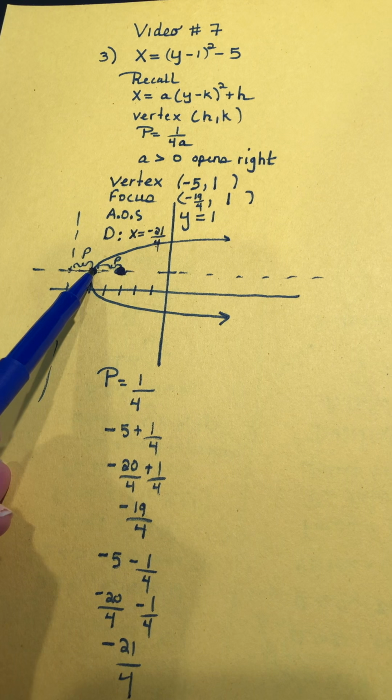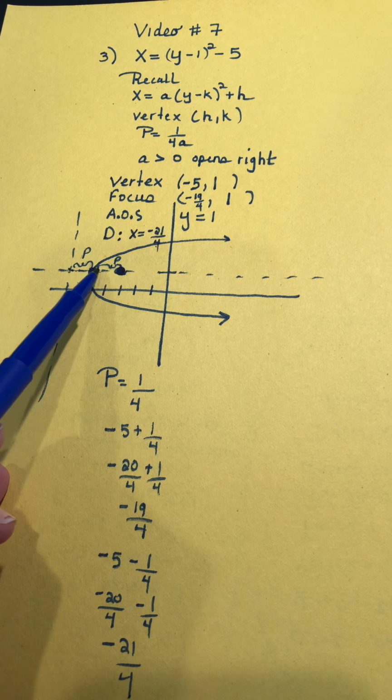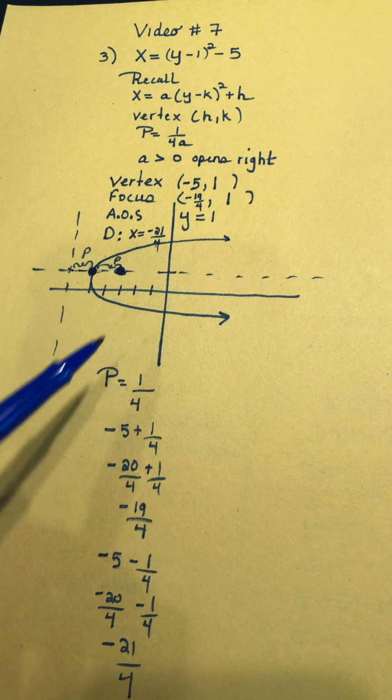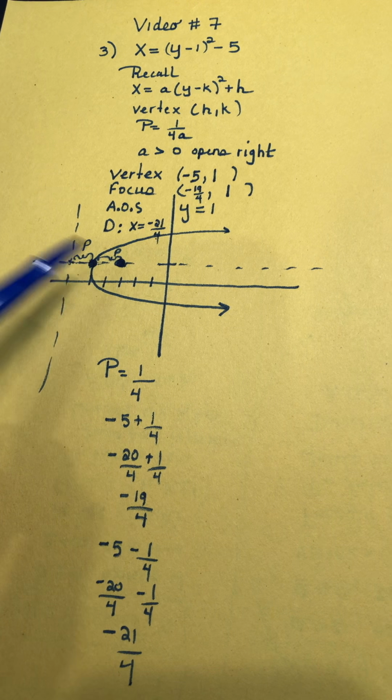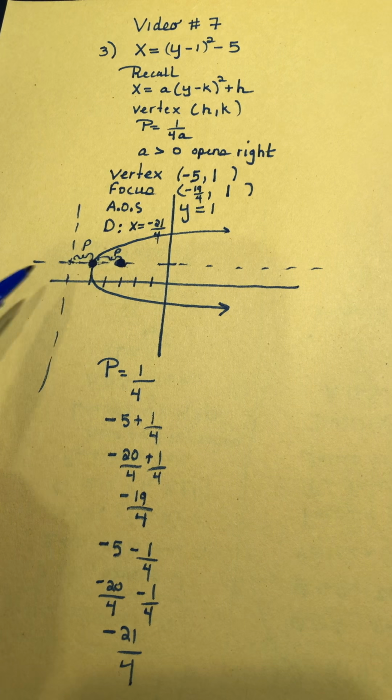So again, the directrix and the focus are both the same distance of p from my vertex. And whether you add or subtract just depends on the common sense of where the points have to go. I wouldn't really memorize whether you add or subtract. I would just think about it logically.